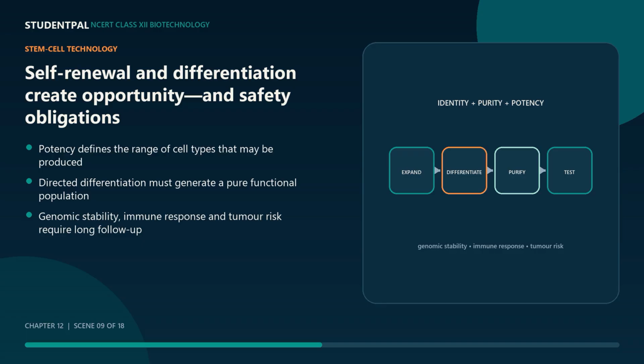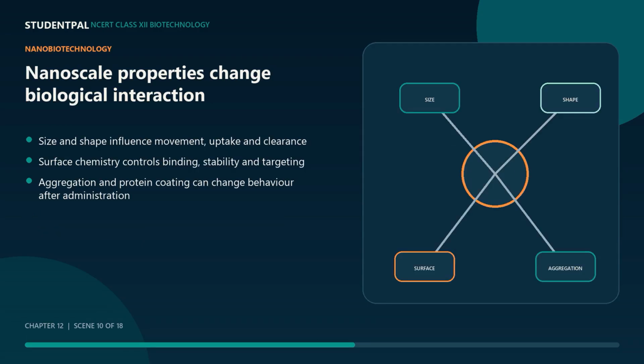Patient-derived induced pluripotent stem cells can support disease modeling and personalized testing, but a laboratory phenotype still requires clinical interpretation. Cell replacement additionally faces immune compatibility, delivery, survival, maturation, and integration. Release criteria should specify identity, purity, potency, sterility, and safety. Ethical questions vary with the cell source and intended use and should be addressed accurately rather than through broad claims.